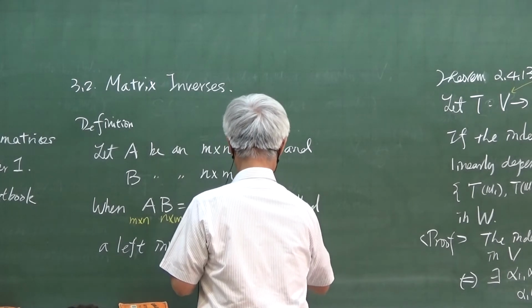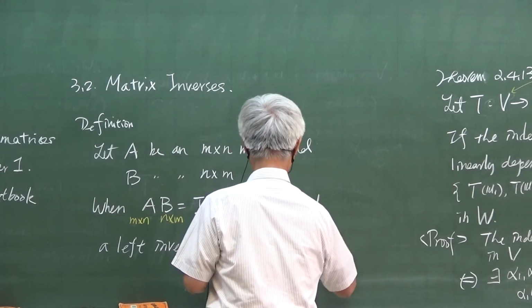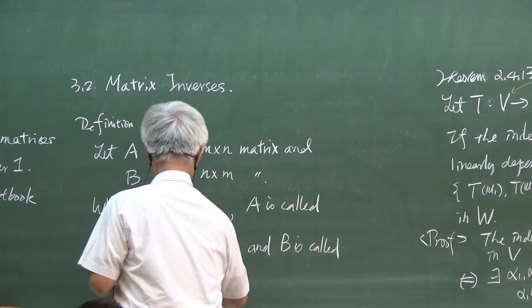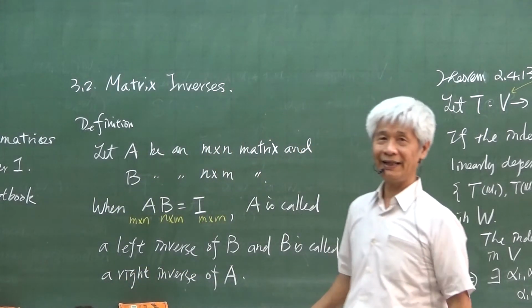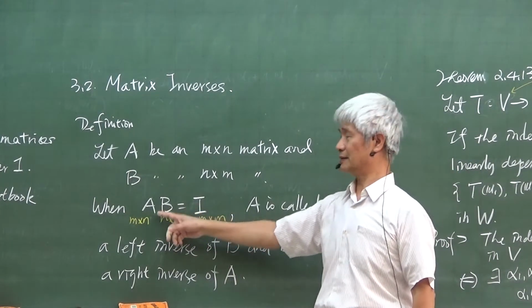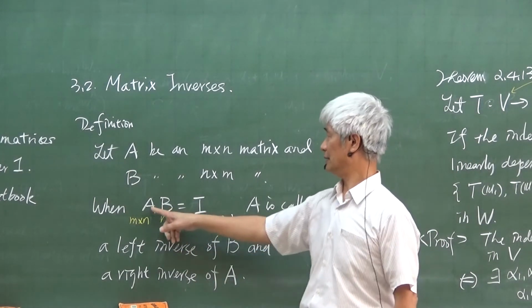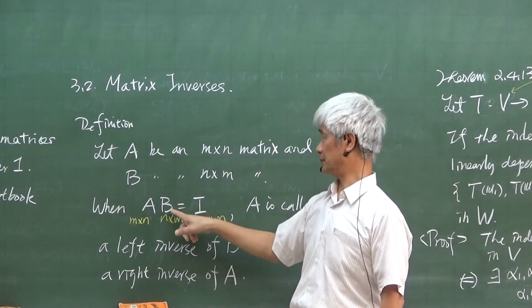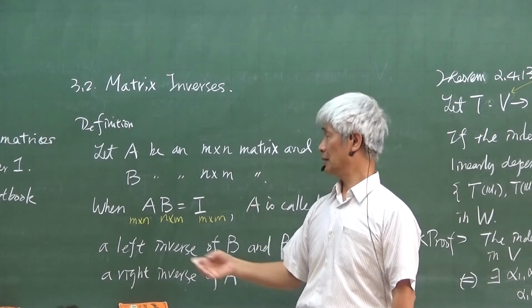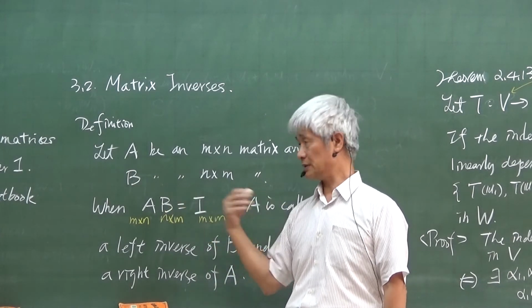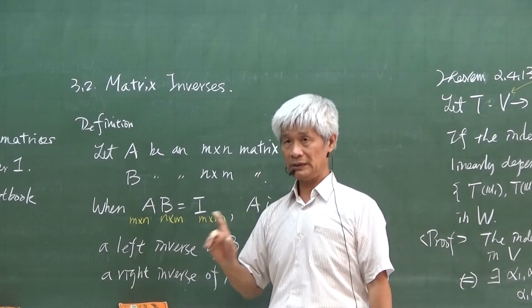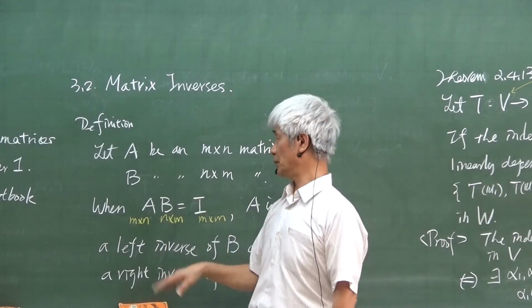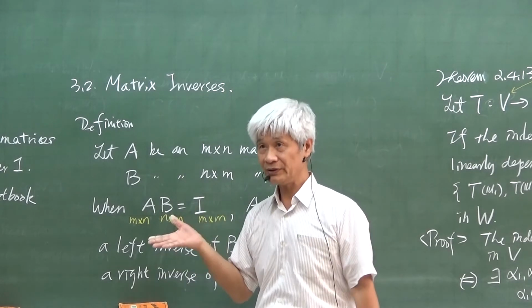And B is called a right inverse of A. Okay, so left and right just depend on their positions, right? But this is true: A is called a left inverse of B, and at the same time, B is called a right inverse of A. And I use "a" indefinite. It's not definite, okay? So that means that probably we have another left inverse or another right inverse.